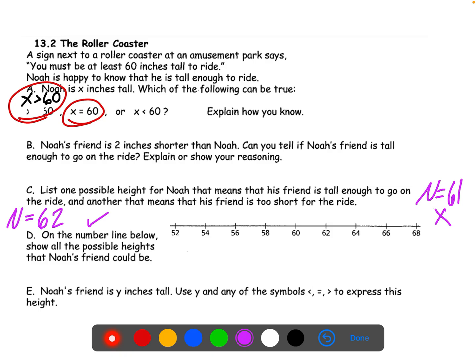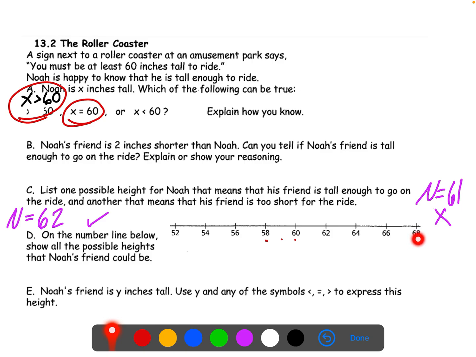Here's where we're going to use a number line to represent all the possible heights of Noah. On a number line, show all the possible heights Noah's friend could be. Keep in mind, if Noah was exactly 60 inches tall, that would make his friend 2 inches shorter, 58 inches tall. So 58 is a possible height for his friend, so is 59, 60, and then on up through the rest of the number line. Noah's friend could be 68 inches tall, we don't know.